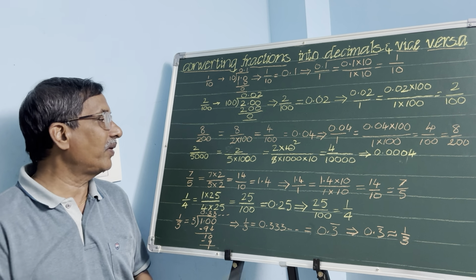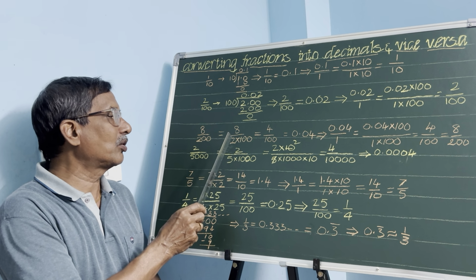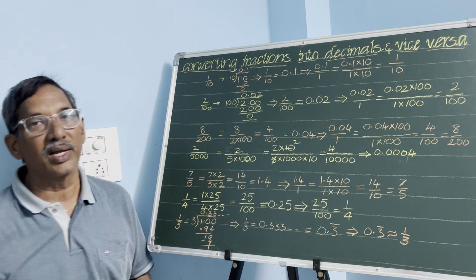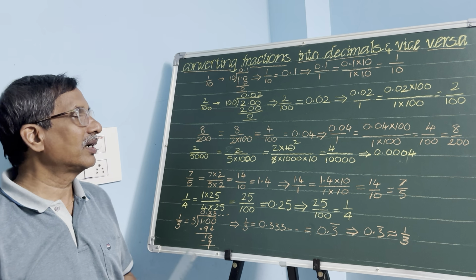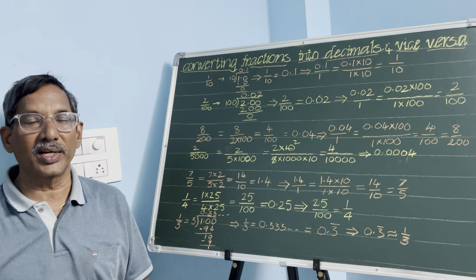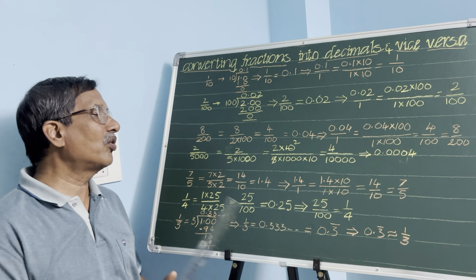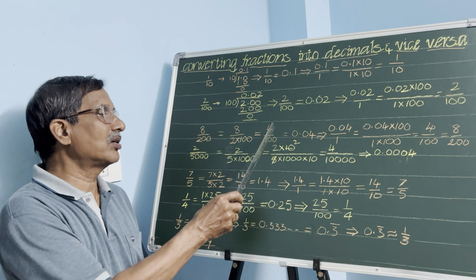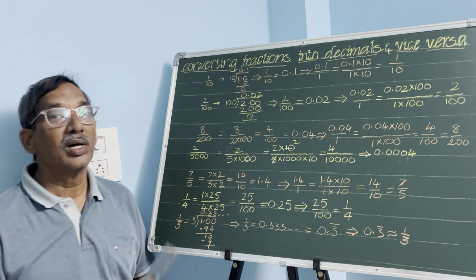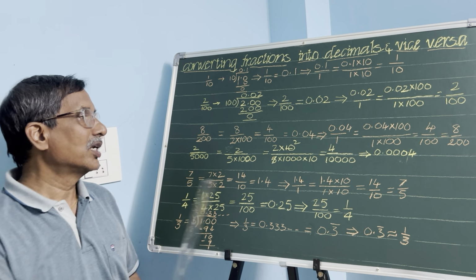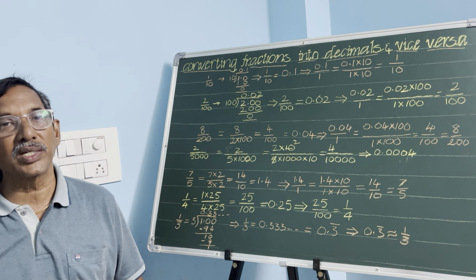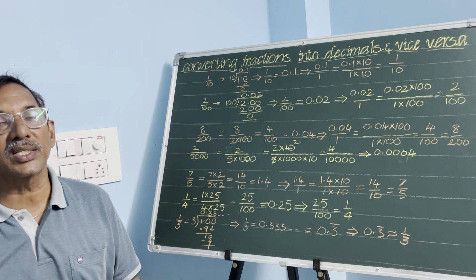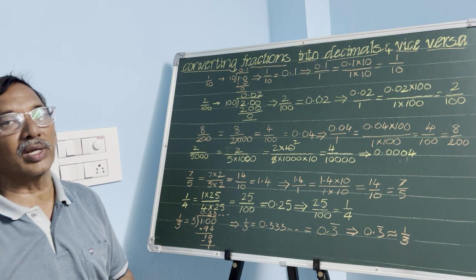When you simplify 8 and 2, 2 divides 8 four times. It is equal to 4 by 100. As we have already discussed, 4 by 100 is the same as 0.04, because in the denominator we have 2 zeros after 1, so there should be 2 decimal places in the quotient. So 0.04. Now let us convert 0.04 into a normal fraction.